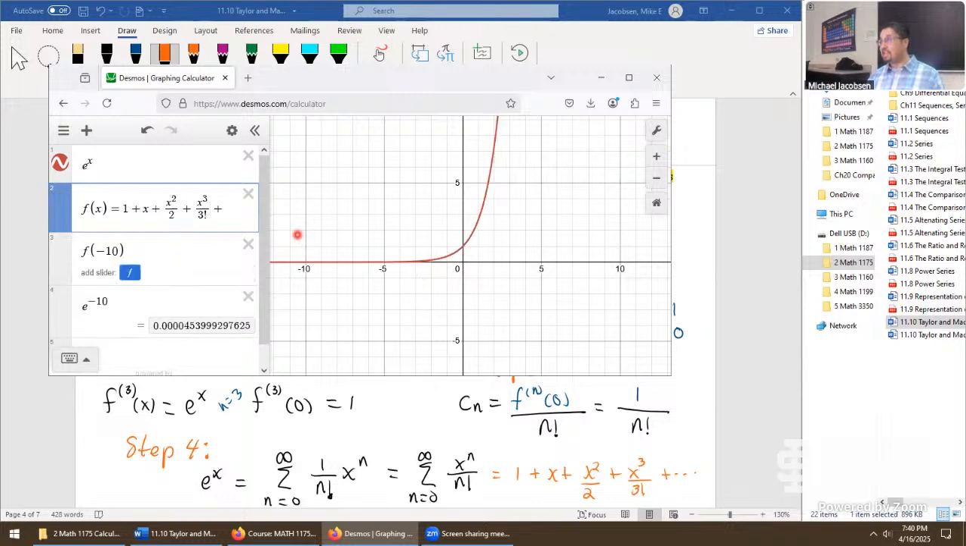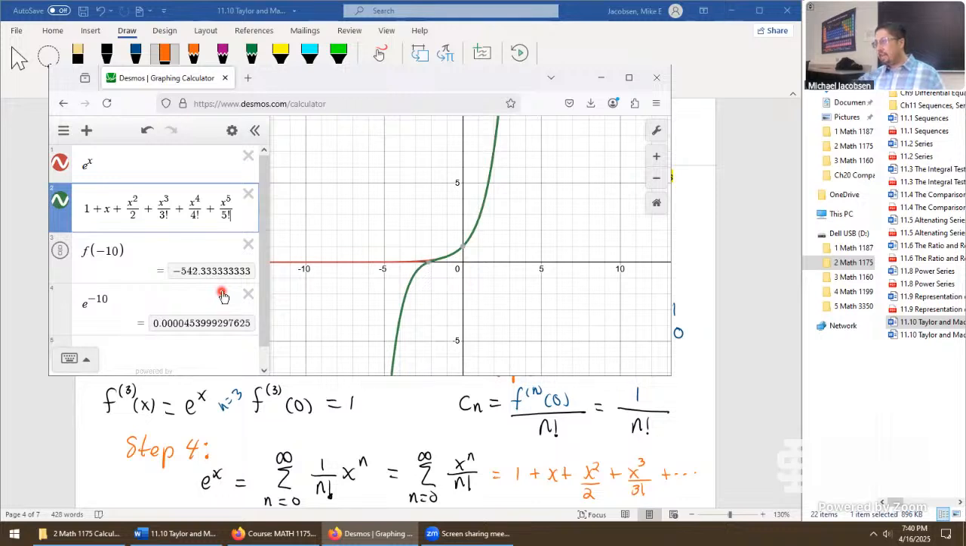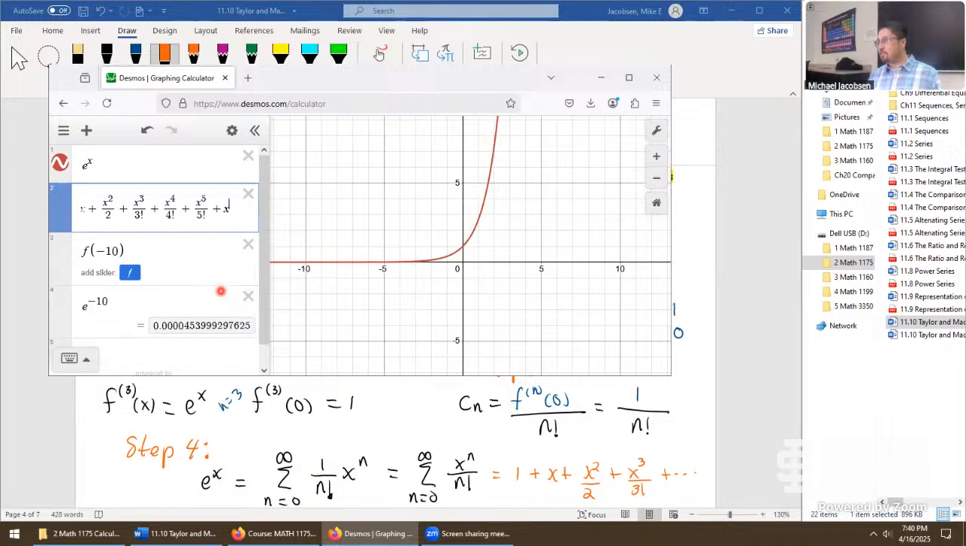One fix is keep on adding more terms. X power 4 over 4 factorial. Hey, that helped. We're getting kind of close to that value, but it's got to be at 0. Add more terms, plus x power 5 over 5 factorial. And that one didn't help as much, but let's add just one more and we'll end this exhaustive search for good accuracy. X power 6 over 6 factorial.